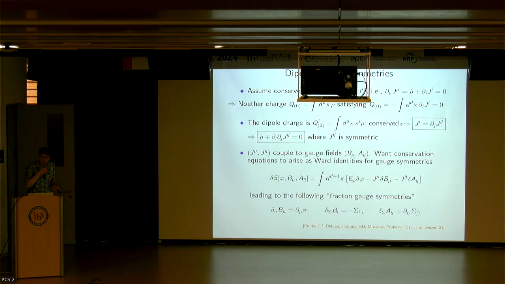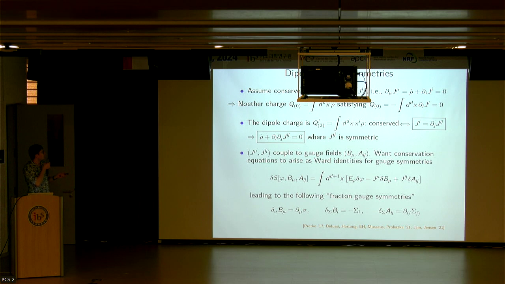Now, if you also demand that the dipole charge is conserved, namely the integration of the charge against the x^i, then, again by taking the time derivative, you find that having this charge be conserved is equivalent to the existence of a symmetric object, J^{ij}, such that the spatial part of the U1 current is the derivative of this object. If you plug this into the continuity equation, you find that the conservation equation takes this form, which is in some sense the paradigmatic fracton conservation equation that we have already seen.